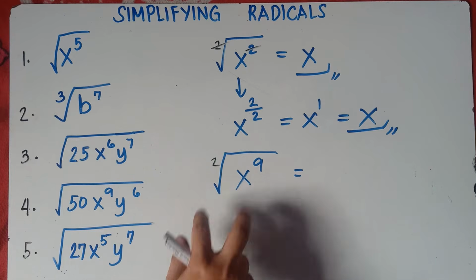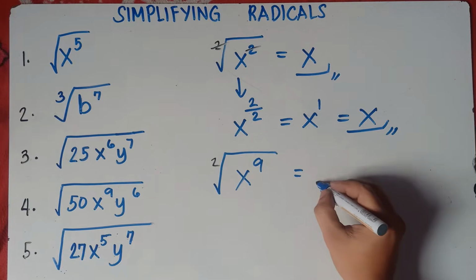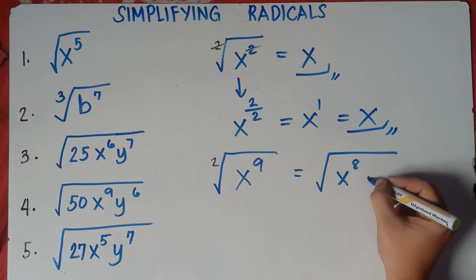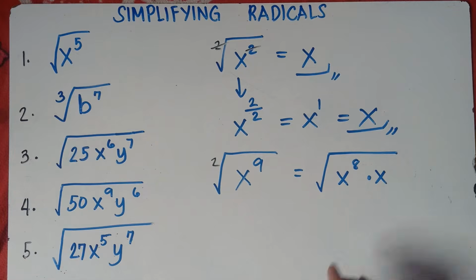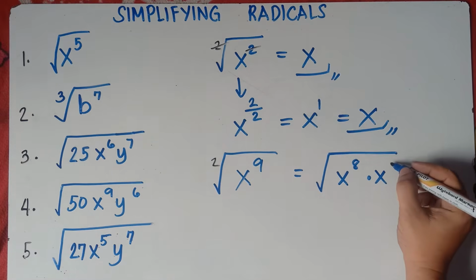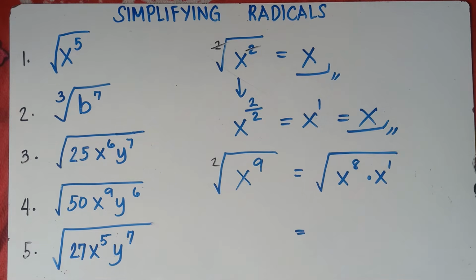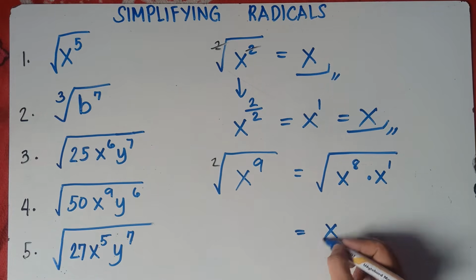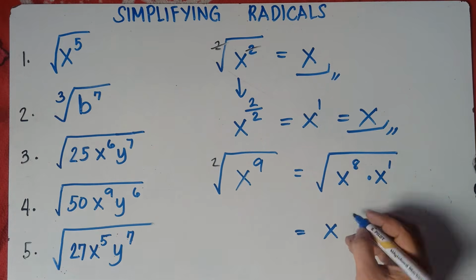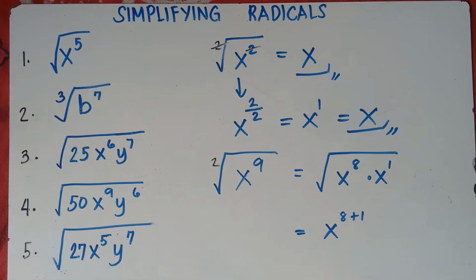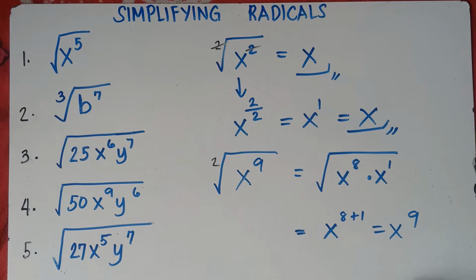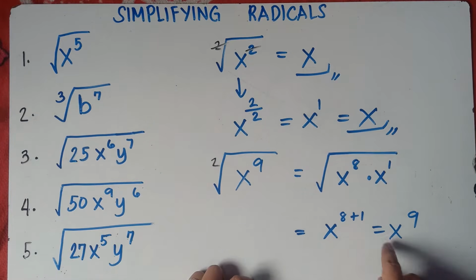So what you need to do, class, is factor this out. This will be x raised to the power of 8 times x, right? Because x raised to the power of 8 times x would be x raised to the power of 9. Understand that there's one here in the laws of exponents, class: if they have the same base, simply copy x, then add the exponents. That would be 8 plus 1, and 8 plus 1 is 9. So we have x raised to the power of 8 plus 1, which is x raised to the power of 9.